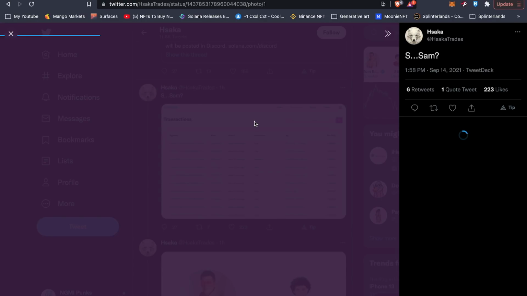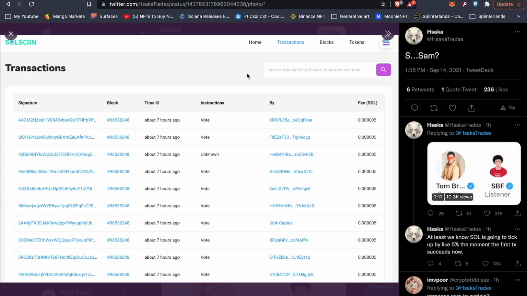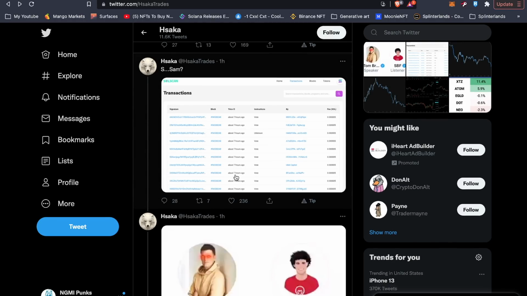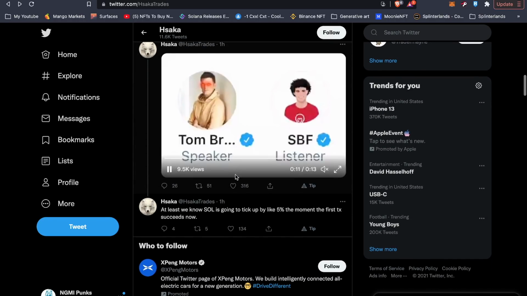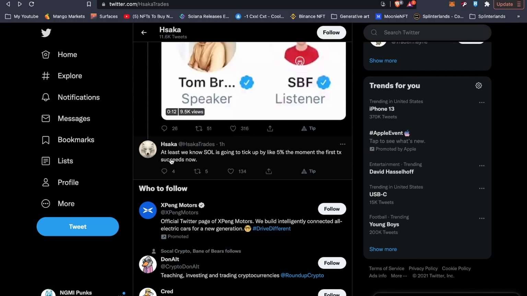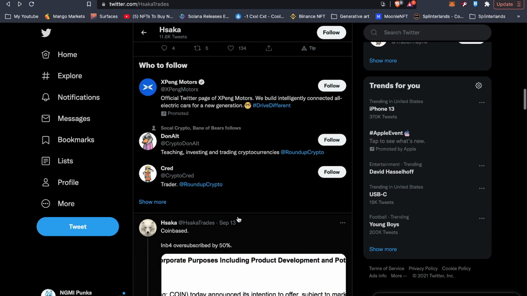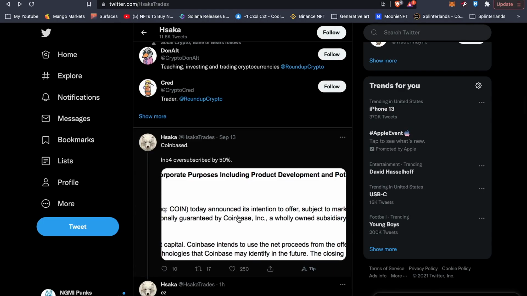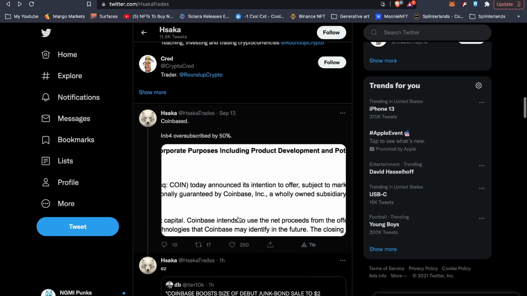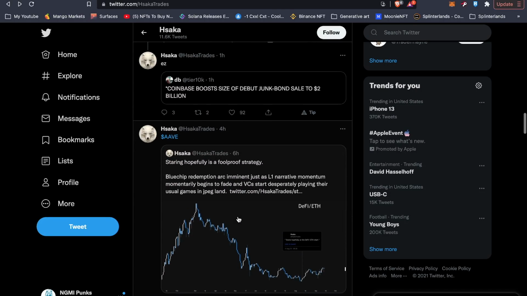So you can see here on SolScan, these are all votes. I'm guessing that these are the votes to reset all of the nodes, and then he has a feeling that Sol is going to tick up like 5% the moment the first transaction succeeds after this update. So they put in a hot fix, so they know what the problem was, and they're updating the code, relaunching it to everybody's node.